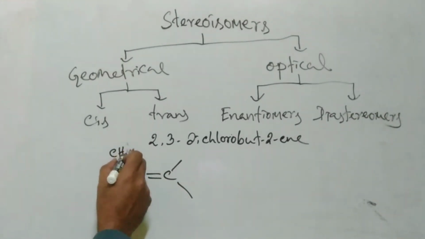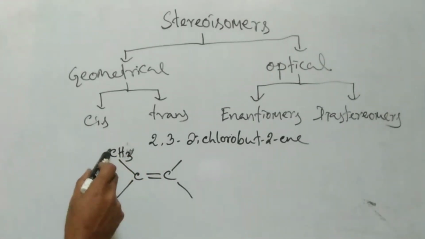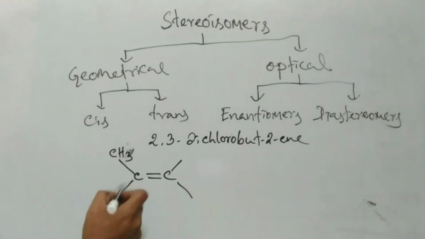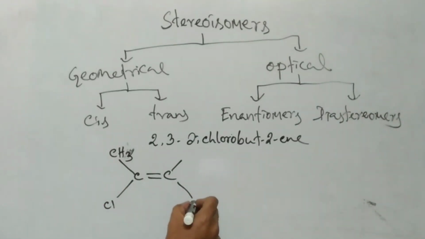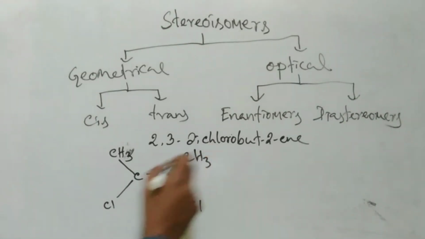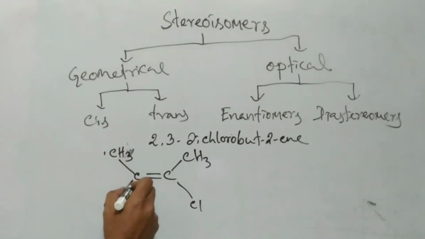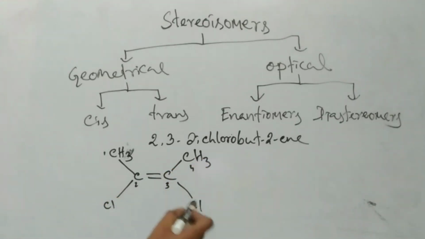CH3, Cl. This one is carbon number 1, 2 Cl, and again in 3 again a Cl, and here is CH3. So the compound is, this one is 1, 2, 3, 4, that is 2, 3 dichlorobutene. So the molecule can be represented in this manner.